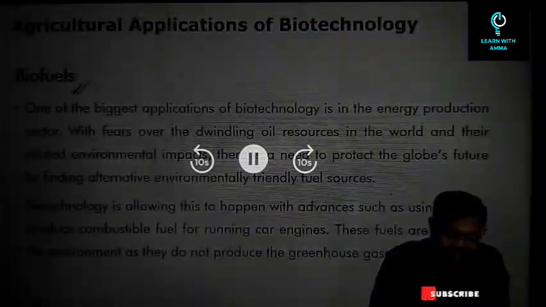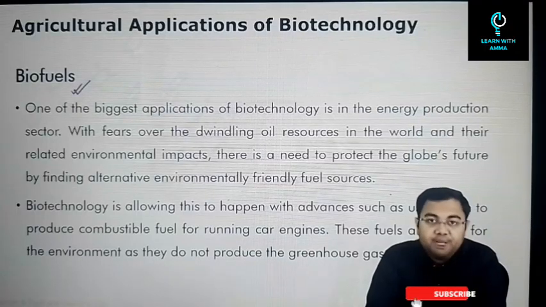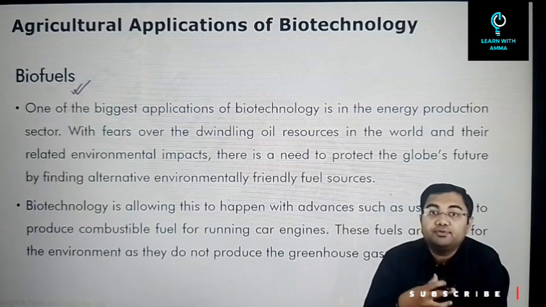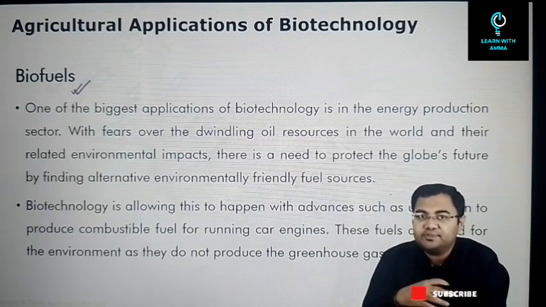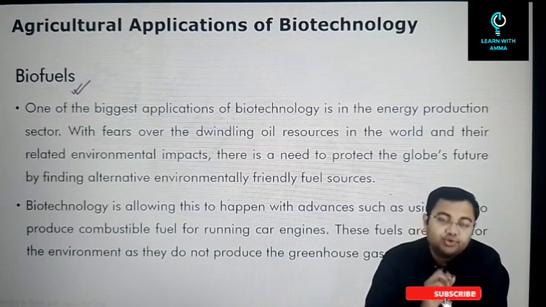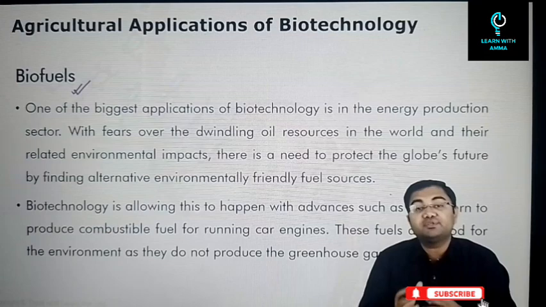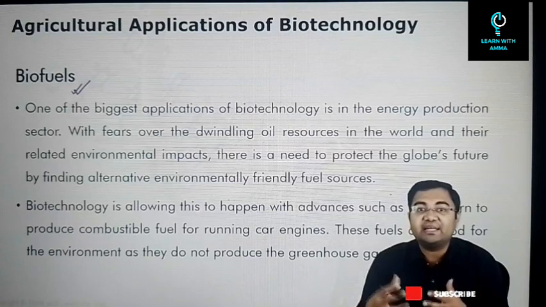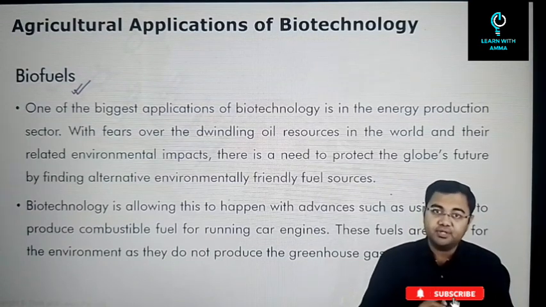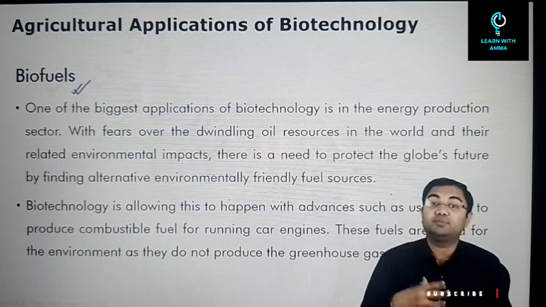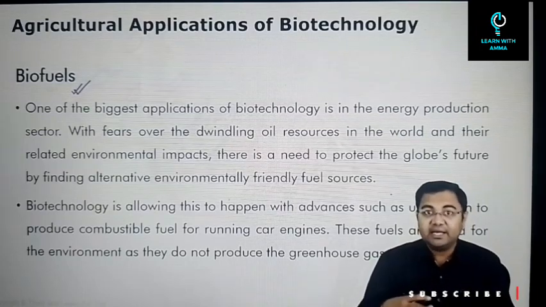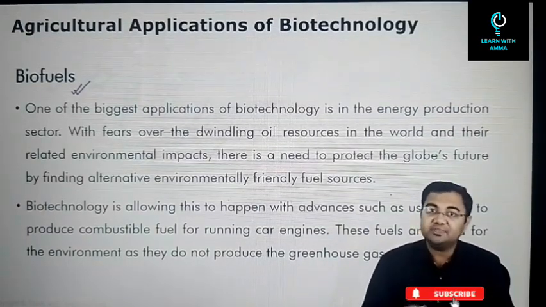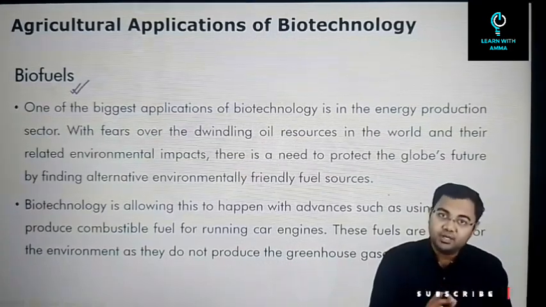Now the next agricultural application of biotechnology is through biofuels. In the chapter of energy, we have discussed how biofuels can be produced via different food crops and non-food crops, agricultural crops as well. So biofuels can also be called a kind of green biotechnology, because you are making use of some of the agricultural crops in the production of biofuels. For example, we talked about corn, soya bean, and oil seeds, and all these can be used for the production of biofuels. So biofuels also can be seen as one of the agricultural applications of biotechnology.